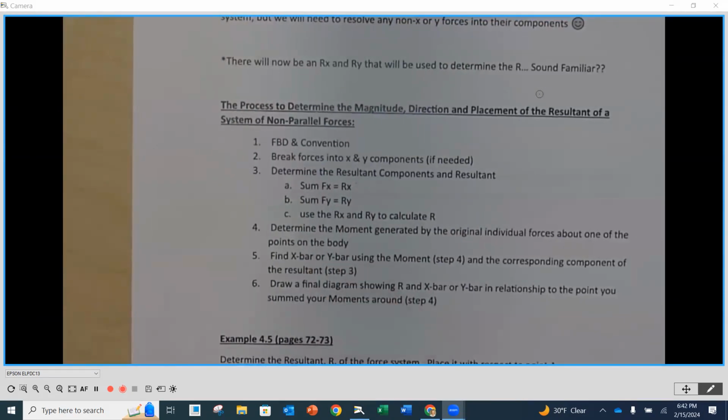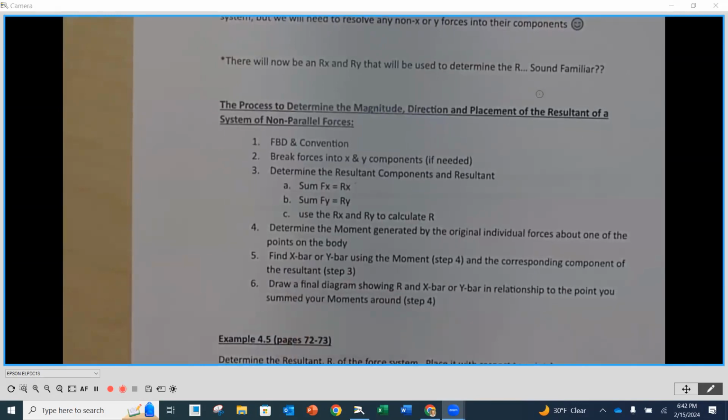Then we're going to determine the moment generated by the original individual forces around whatever point on the body we're planning to, whether it's given to us or where we decide. Then we're going to find either our X bar or Y bar. And all that is depending on the direction of the actual distance.